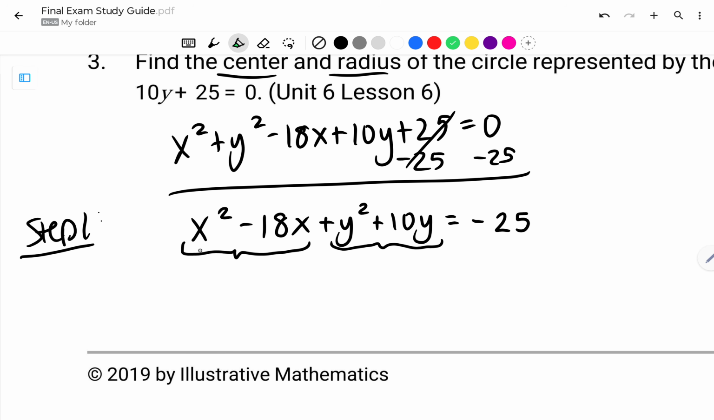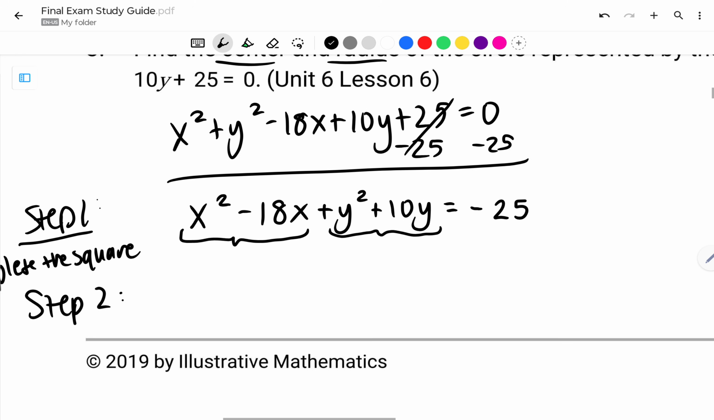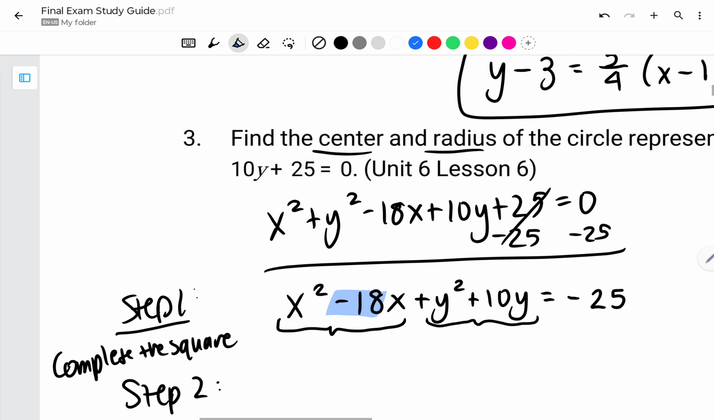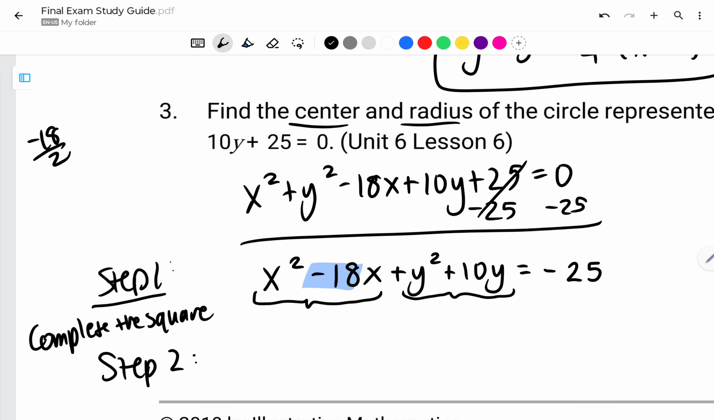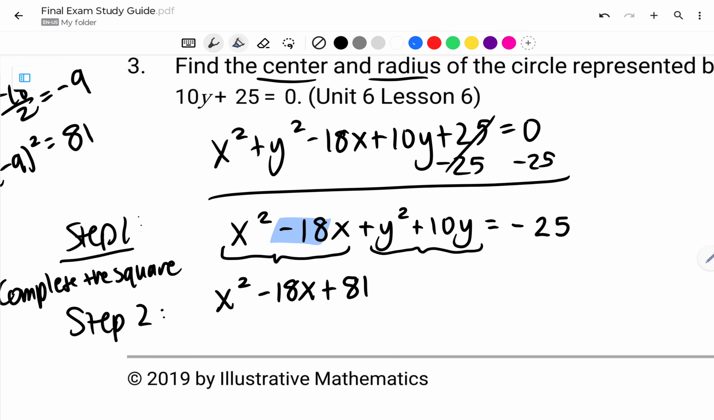When I'm looking at this, I have x squared minus 18x, but I don't have that third number. This is step 2. Let's complete the square. I don't have that third number, but I have this negative 18. I think I need to do something with that negative 18, right? I need to divide it by 2. That's negative 9. And I need to take that negative 9 and square it and get 81. So if I complete the square, I'm going to be adding 81. So I have my 3 terms now.